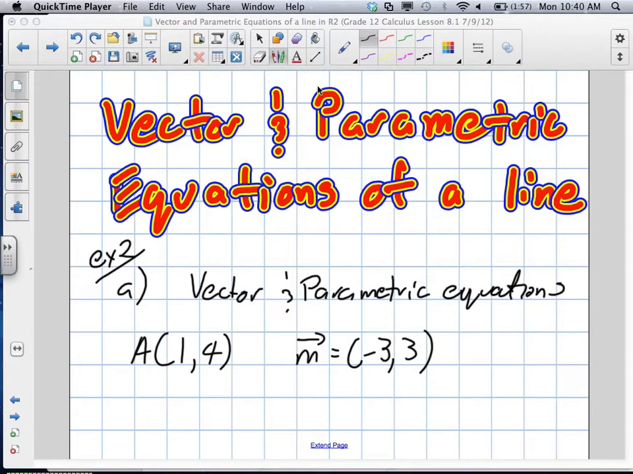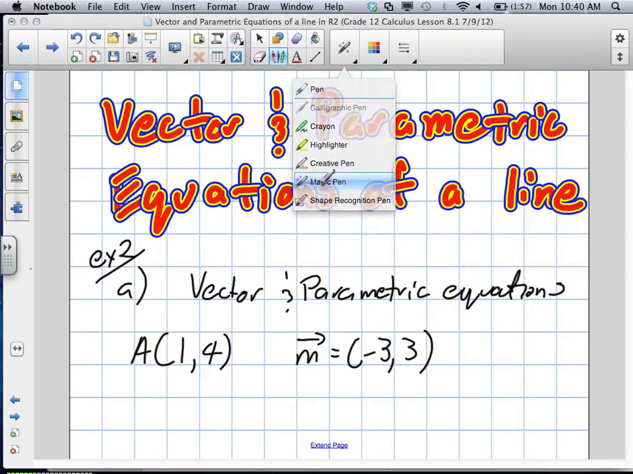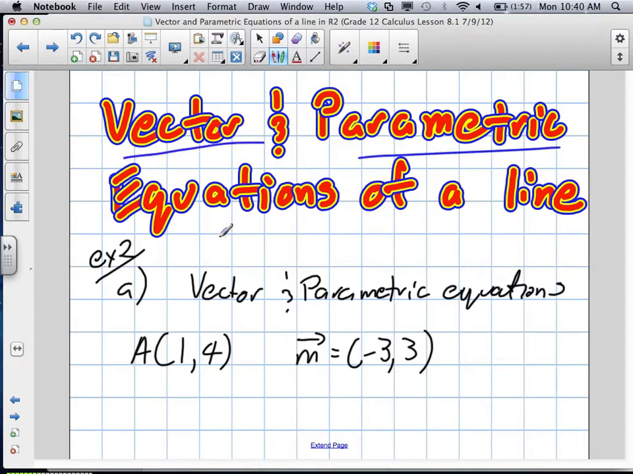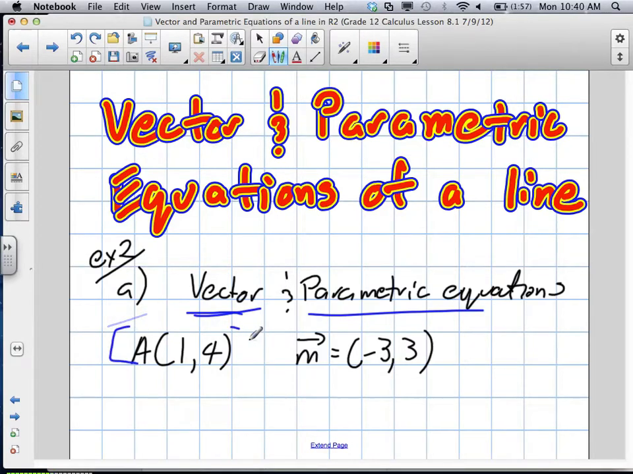Okay, same idea as before. This time we're going to do a little more algebra involved instead of just graphing it. Vector and parametric equations of a line. Question 2a says they want us to find the vector equation and the parametric equation of a line that passes through this point here, and has a directional vector of m = [-3, 3].